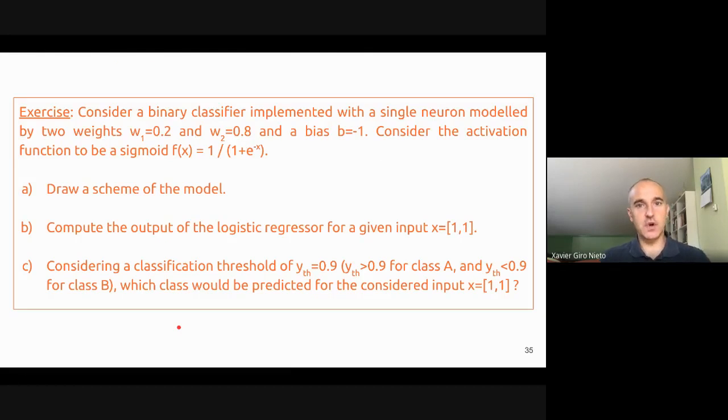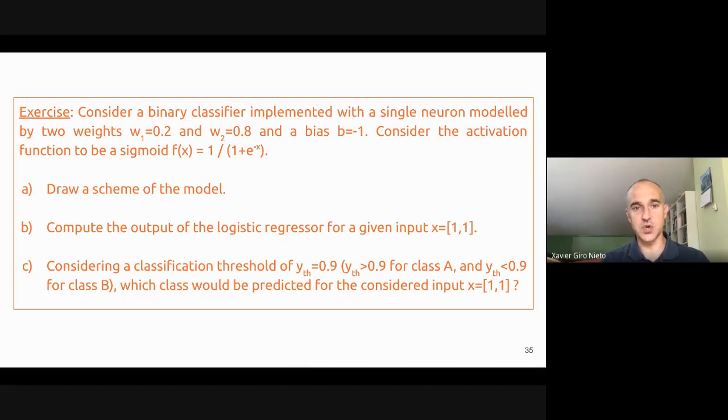Okay, now I give you a small exercise to do. Here I would like you to consider that we have a binary classifier that we implement with a single neuron, with only one perceptron, like the ones that you have seen so far, and with 2 weights. One of the weights is 0.2 and the other one is 0.8. And also there's a bias, which is -1. And we consider the activation function to be the sigmoid.